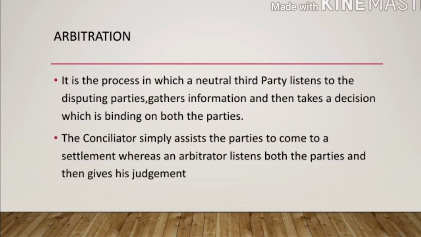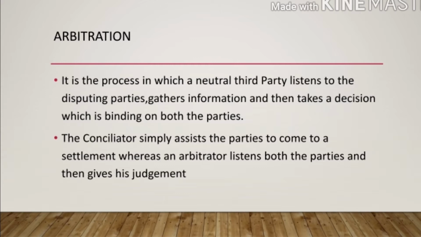Arbitration is a process in which a neutral third party listens to the disputing parties, gathers information and takes a decision which is binding on both the parties. In comparison with conciliation, which involves compromise, arbitration is a quasi-judicial process, and the conciliator simply assists the parties to come to a settlement, whereas an arbitrator listens to both parties and gives his judgment.